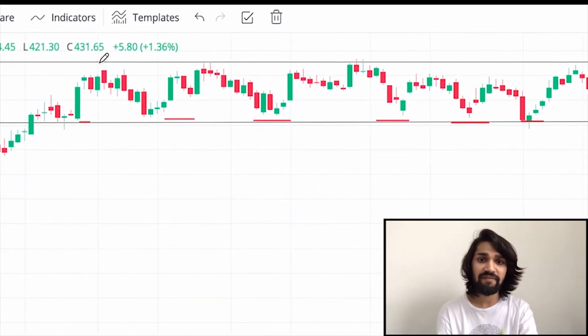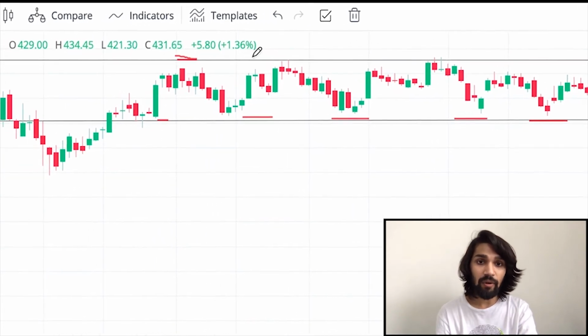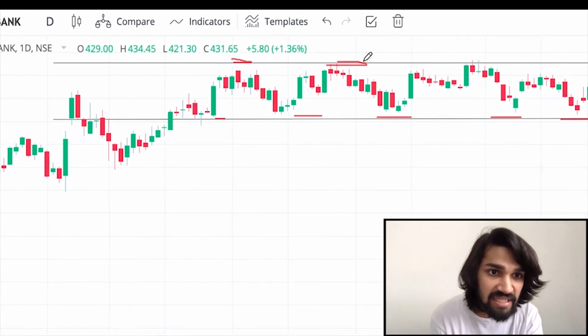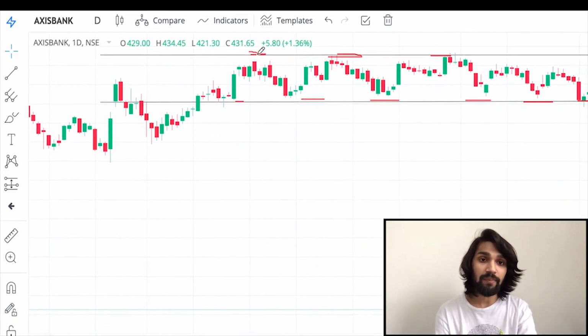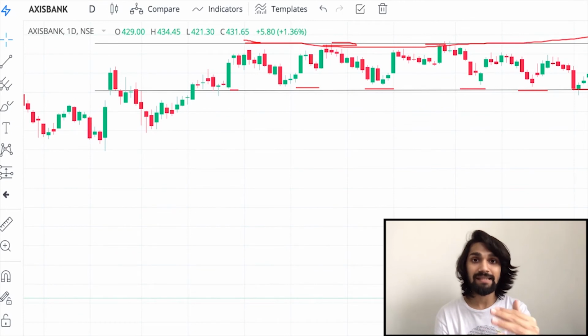And if you can even see here, the price tried crossing this point, that is 760s, and you see it wasn't able to cross that point. Why? Because that is where the resistance lies.